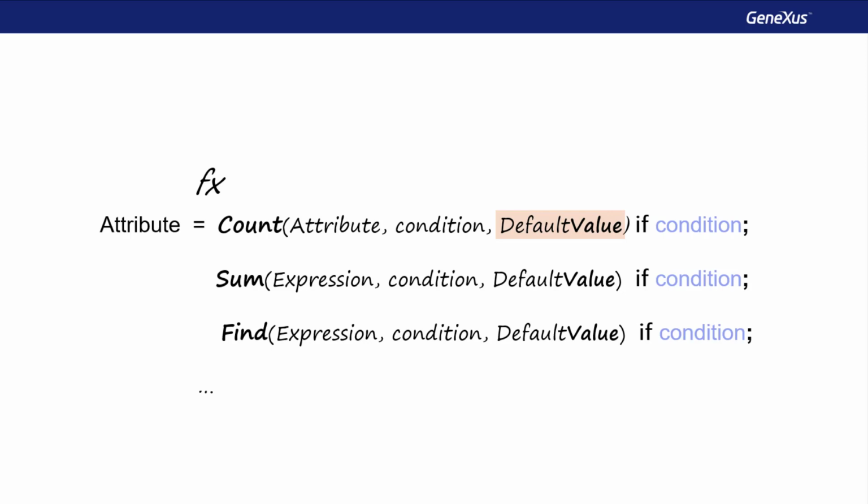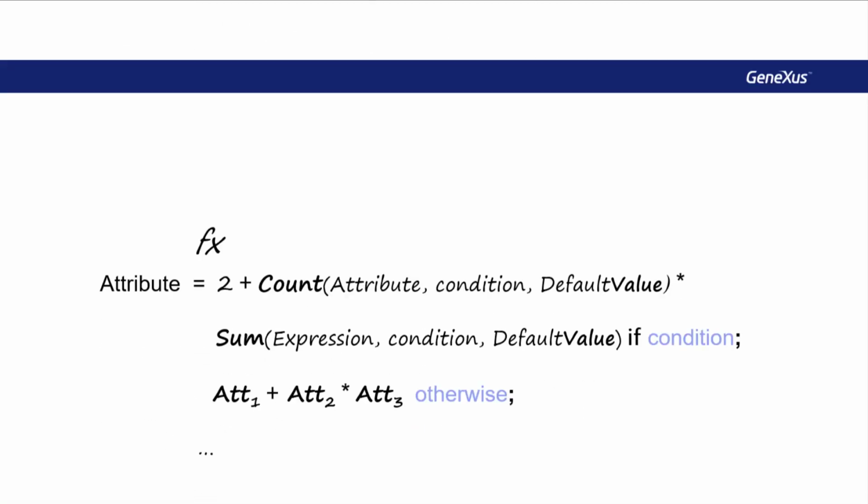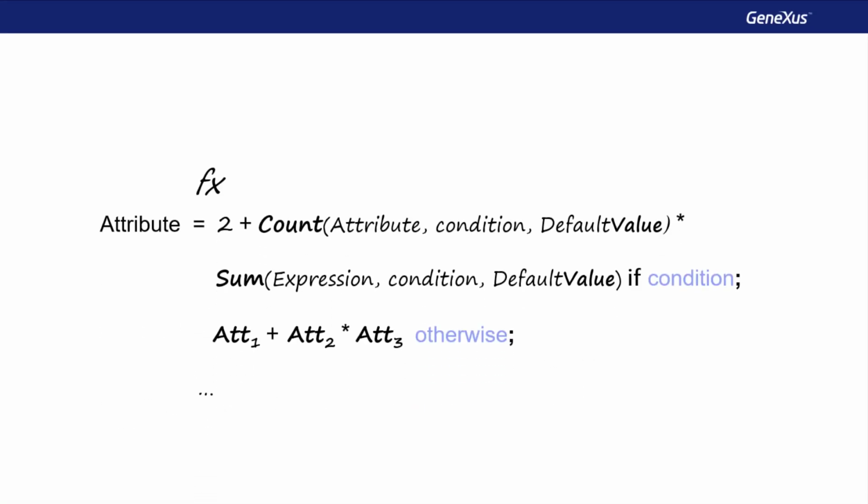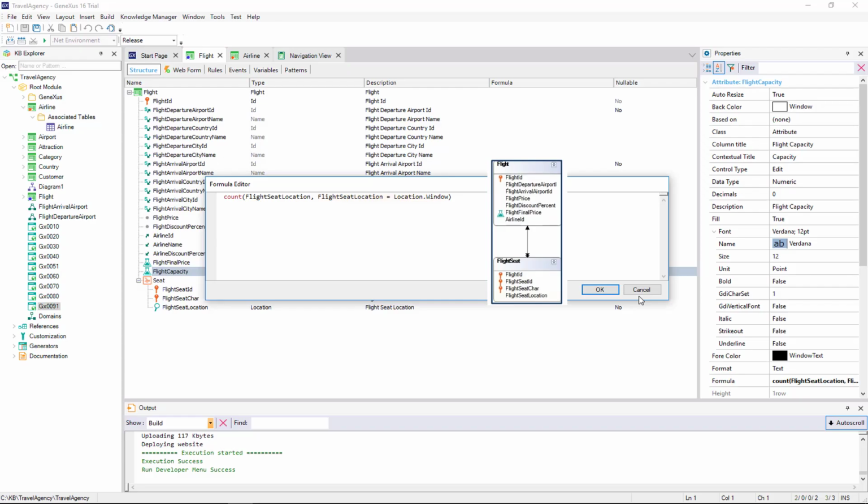The filtering condition is the second parameter in the formula, and as a third parameter, we can indicate a default value. That is to say, the value that will be returned by the formula if no record is found to count, sum, and so on. Just like horizontal formulas, aggregate formulas can be stated with conditions. Also, horizontal formulas can be combined with aggregate formulas, providing a high degree of expressiveness in calculations. But we won't talk about that in this course.